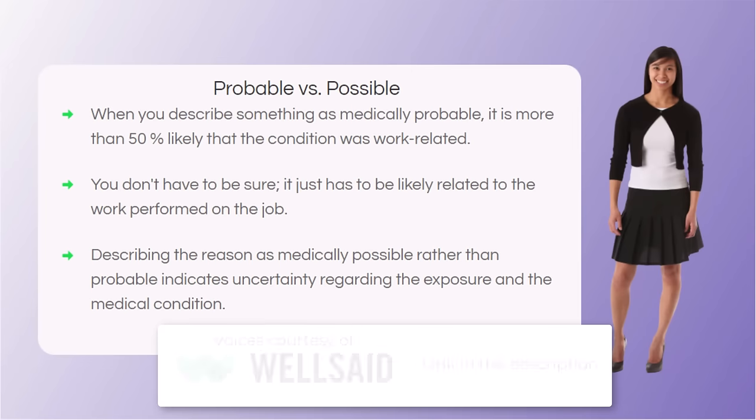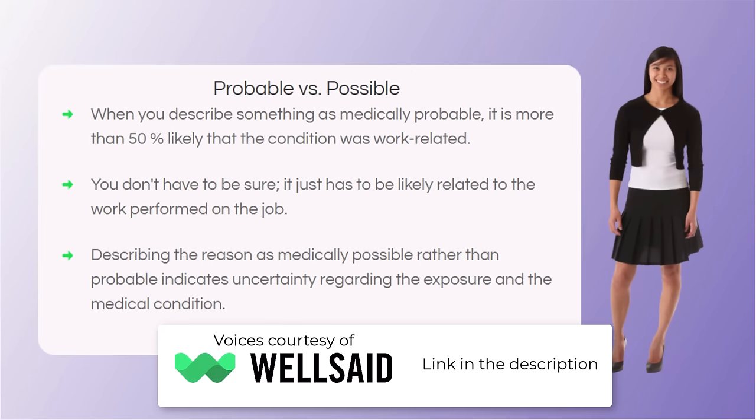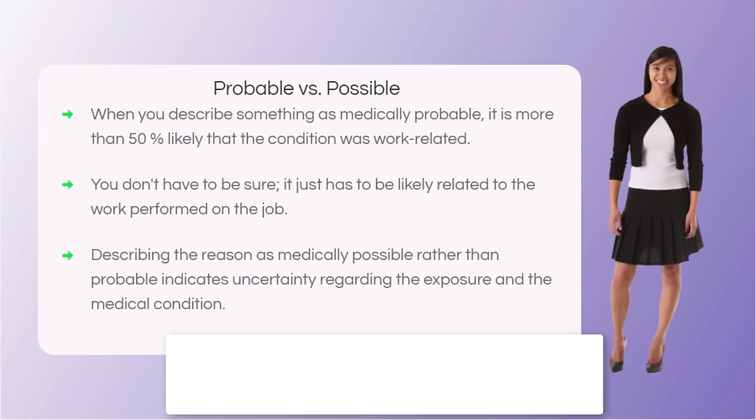When you describe something as medically probable, it is more than 50% likely that the condition was work-related. You don't have to be sure. It just has to be likely related to the work performed on the job. Describing the reason as medically possible rather than probable indicates uncertainty regarding the exposure and the medical condition.